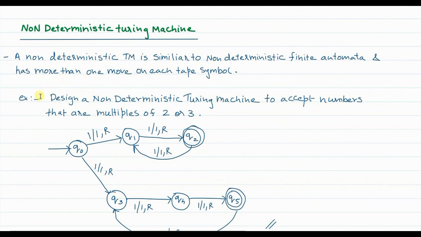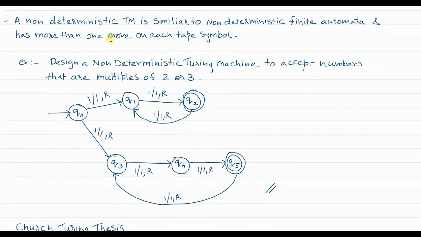So far, whatever Turing machines we have seen are all deterministic Turing machines. Consider any automata: automata were always either deterministic or non-deterministic. We have now seen so many examples of Turing machines, and they were all deterministic. So now let us go to a category called non-deterministic Turing machine. A non-deterministic Turing machine is exactly similar to a non-deterministic finite automata, and it has more than one move on each tape symbol, exactly the same.